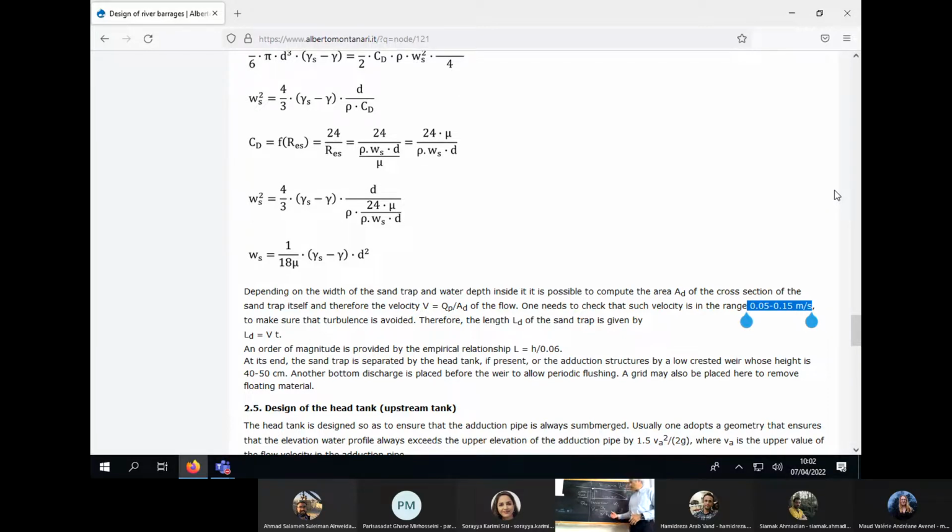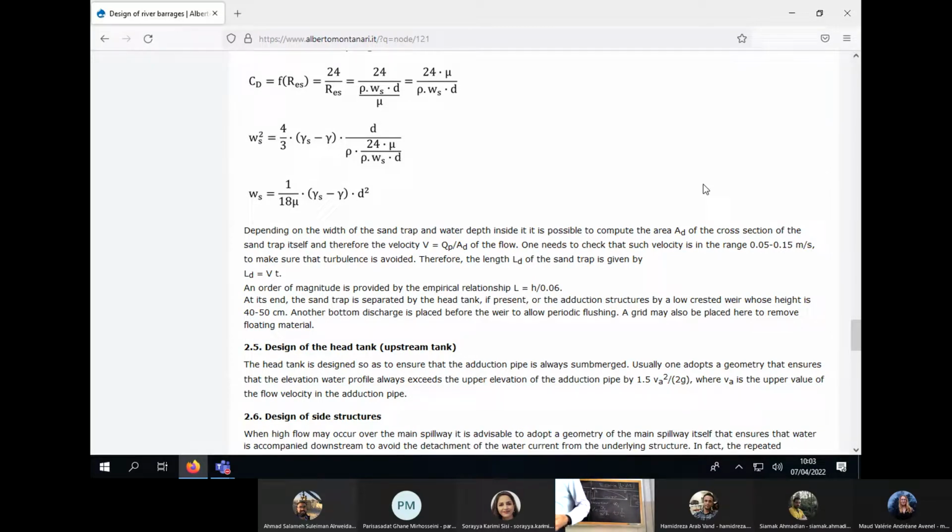And the objective is to keep the velocity within the limits 0.05, 0.15. The objective is to keep the length contained, included into the range that I mentioned to you, 5 meters, 30 meters. And the objective is to make sure that your depth is not exceeding too much the value of 50 centimeters that I indicated to you. And then once that you estimated the length of the sand trap, the length of the gravel trap usually is about half, as I said. Okay. Good.